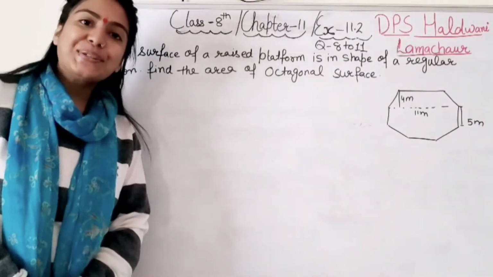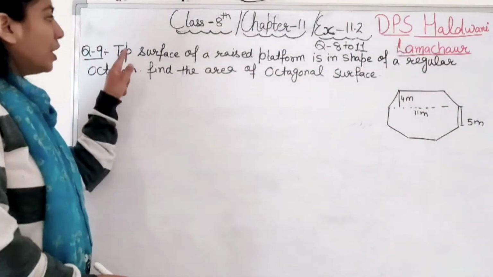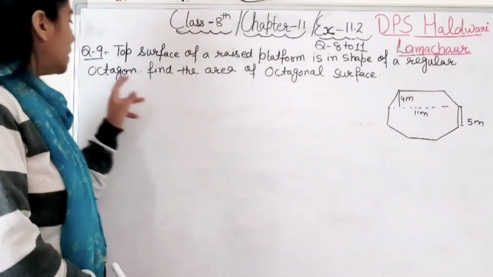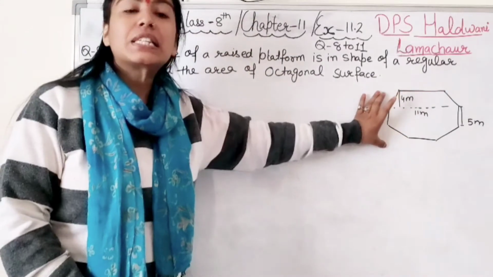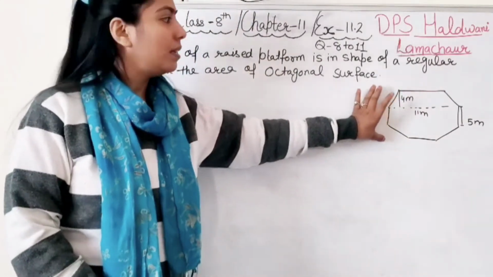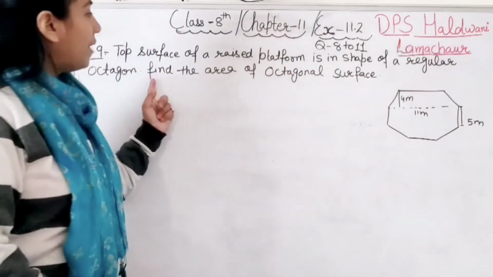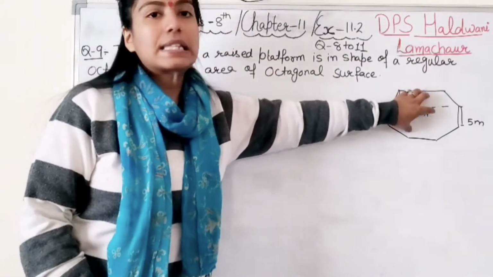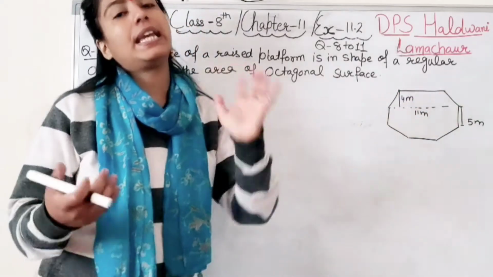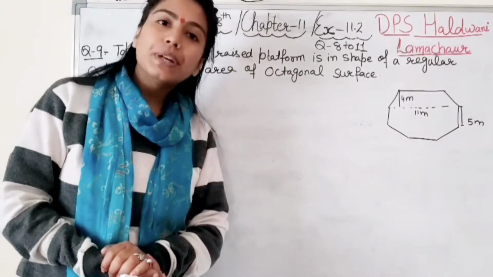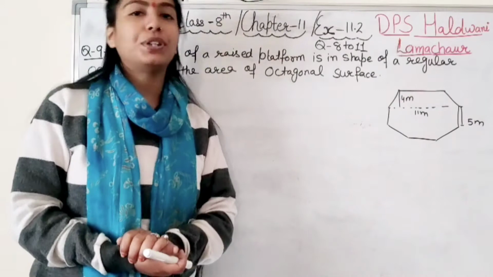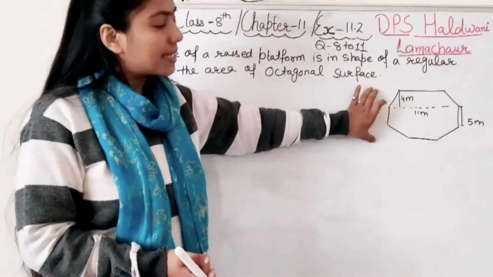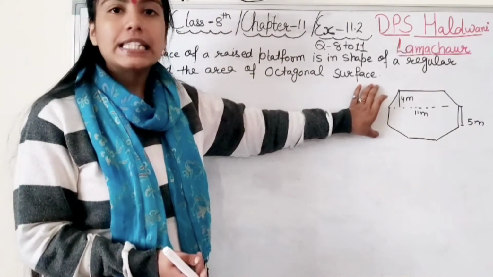Coming to question number 9, students. Understand it carefully. The top surface of a raised platform is in the shape of a regular octagon. One figure is given to you, which is an octagon. Find the area of the octagonal surface. This octagonal surface area you need to find out. How, students? We don't have a formula for the octagon, right? But if you see this figure carefully.